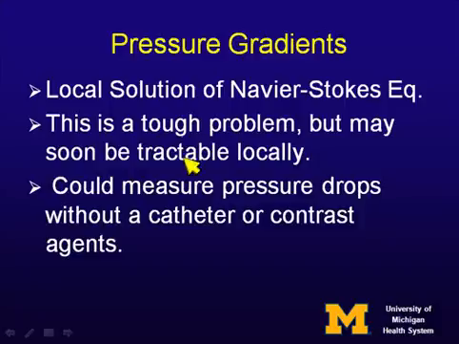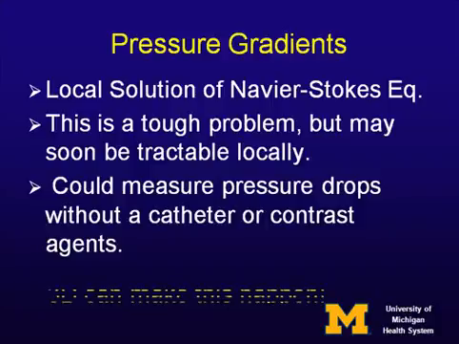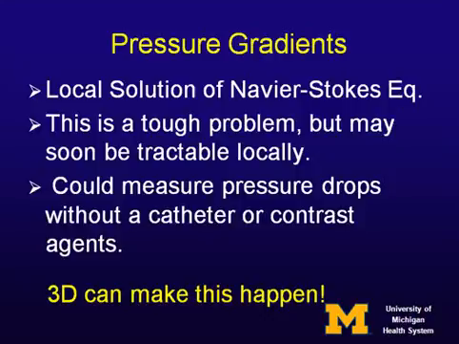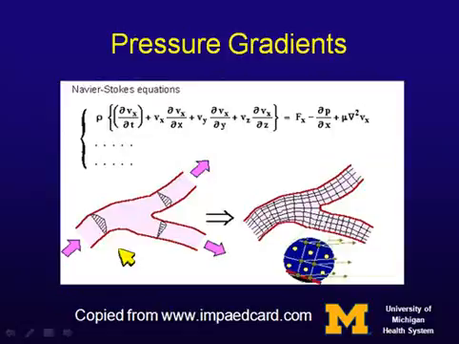And if it is tractable locally, if you can solve it at a given position, you could then theoretically measure pressure drops. And by doing that, you'd be able to measure pressure drops without a catheter or contrast agents, and it would be a totally benign measurement. Whereas now, to measure pressure drops, you have to put in a catheter or do a catheter procedure. So it's an invasive technique. So what we would be doing is removing a catheter procedure and using a totally benign ultrasound technique. And 3D and 4D can make this happen.